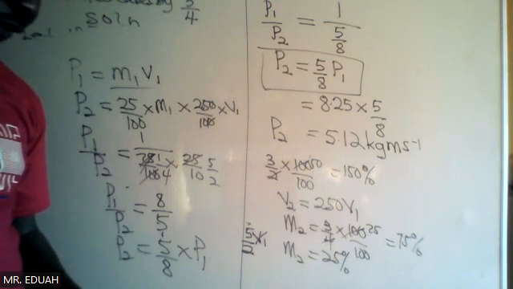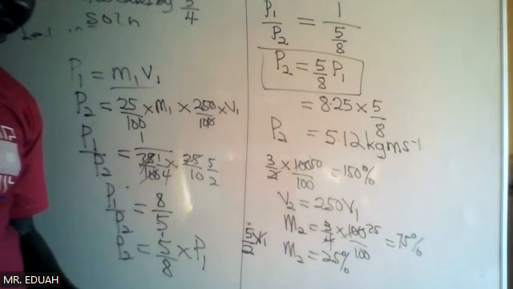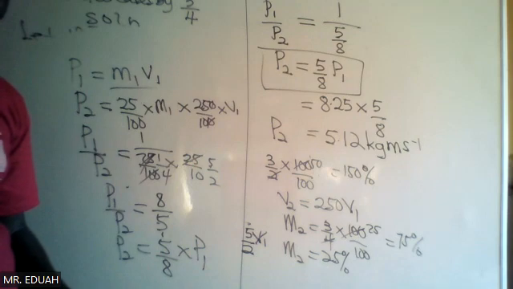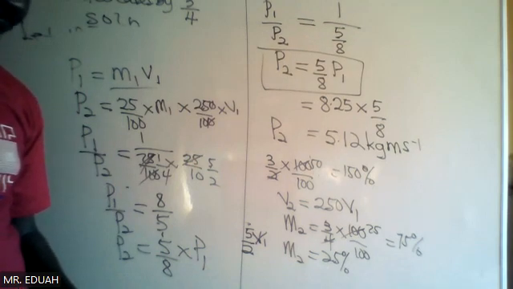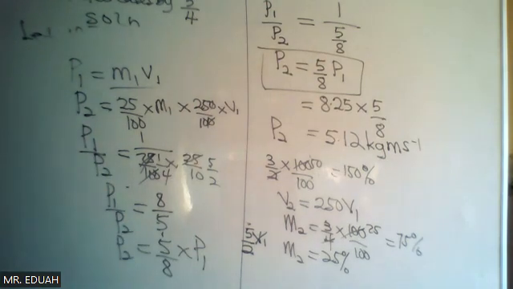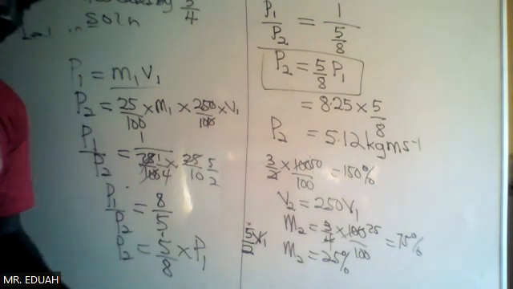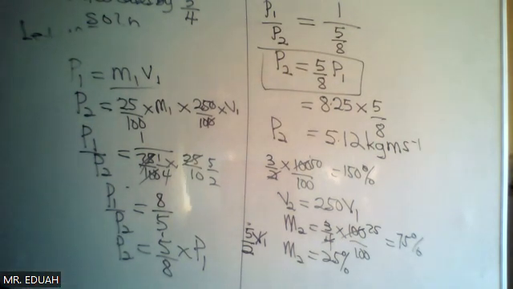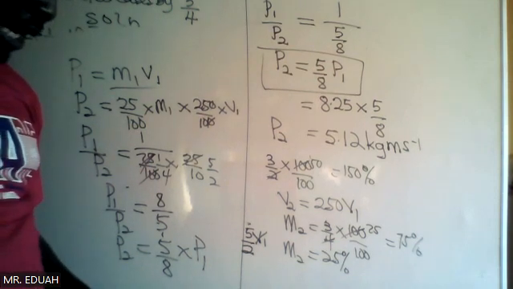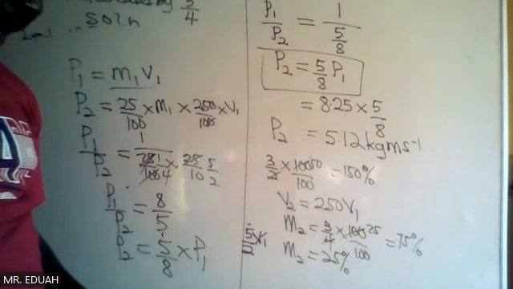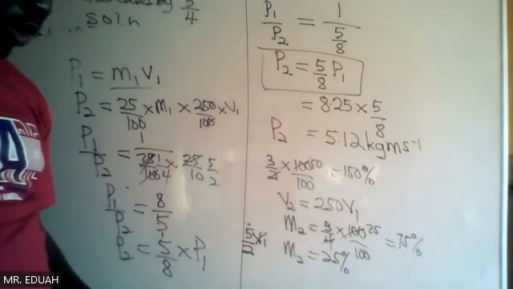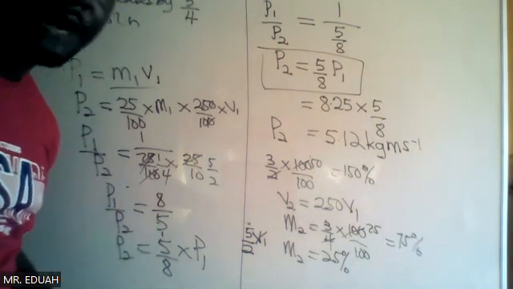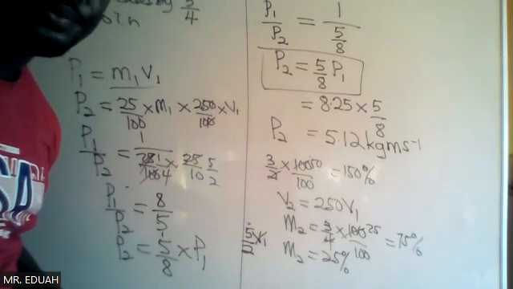What is the velocity of each ball after the collision if the two balls are moving A, in the same direction, B, in opposite direction? So we are looking at the two balls and calculating their final velocities if they move in the same direction and if they move in the opposite direction. That is the problem we have to solve for now.